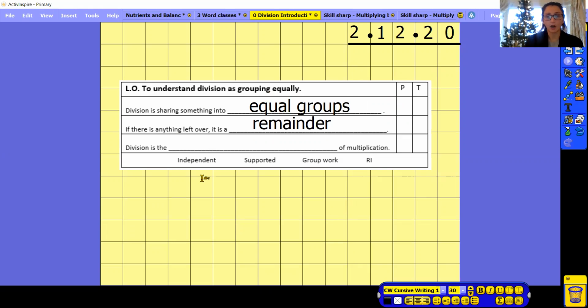Division is the blank of multiplication. I talked about this the other day. Division is the inverse, remember, it's the opposite. We can use our multiplication facts to check our division facts, and vice versa. We can use our division facts to check our multiplication facts.